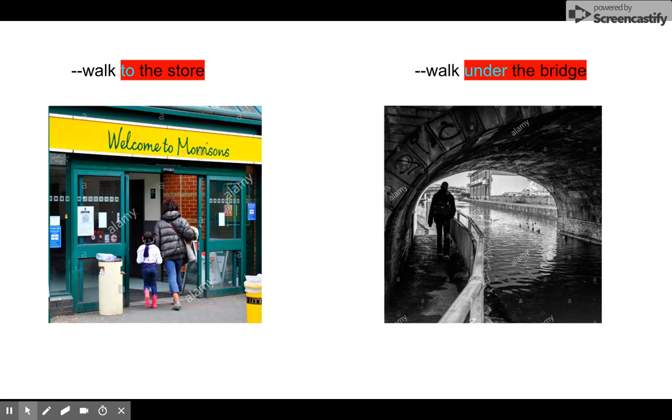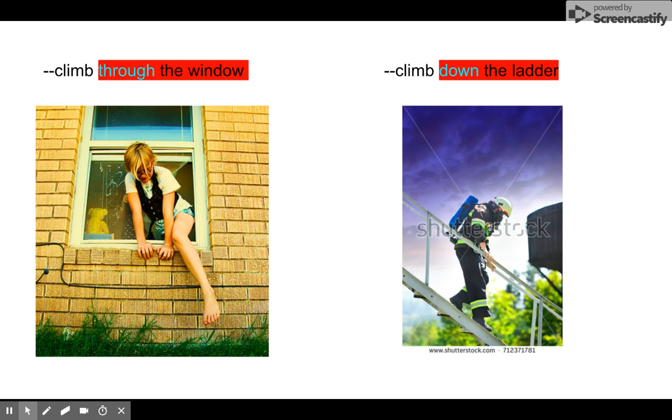Walk to the store. Walk under the bridge. Both of these prepositional phrases tell you where the person is walking, or what type of space they're passing through, like under the bridge. Climb through the window. Climb down the ladder. Both of these prepositional phrases tell you where the person is climbing.